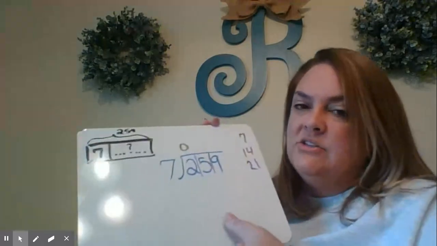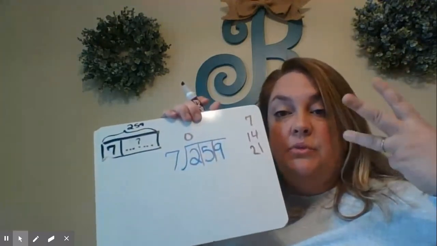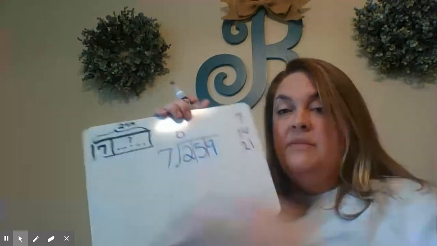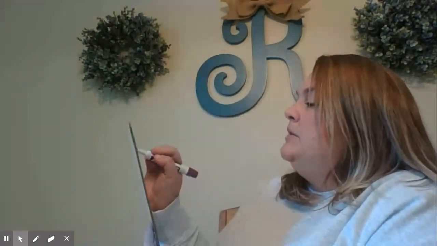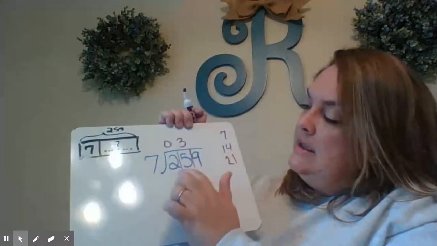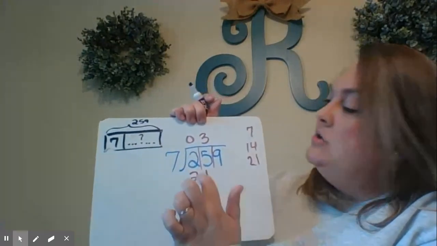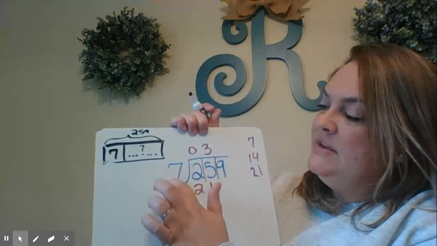But we can see that as close as we got is 21, and that was 3 groups of 7. That was 7, 14, 21. So what's on our fingers goes up. That's 3. That's going to go above the 25. And what we say out loud, which was 21, is going to go down below, because what you're doing is multiplying there. You just multiplied the 3 times 7 to get the 21. So you did dad, which was 25 divided by 7, dividing.